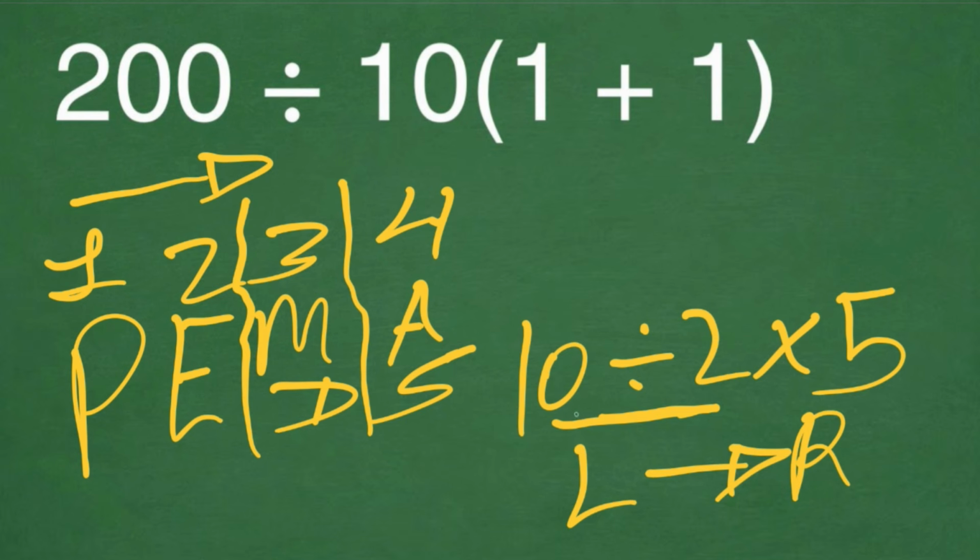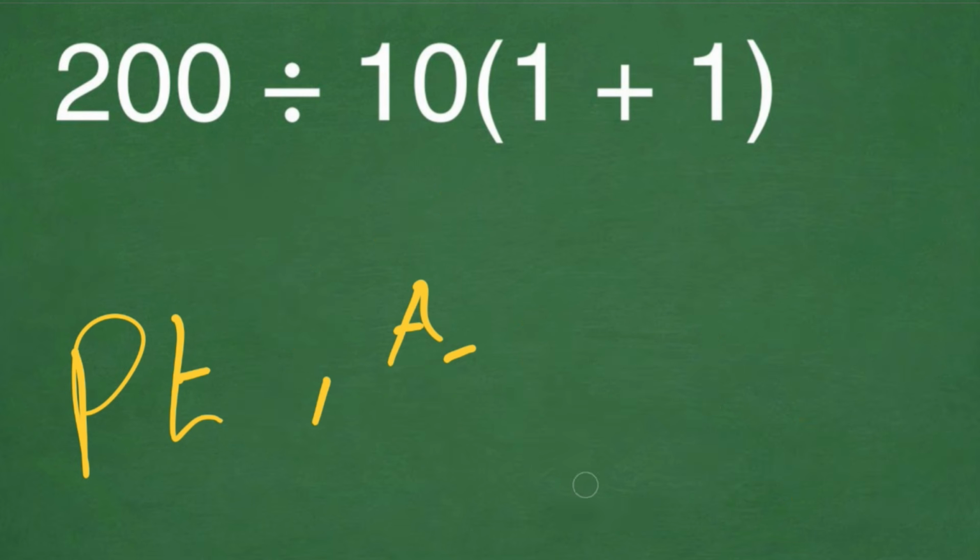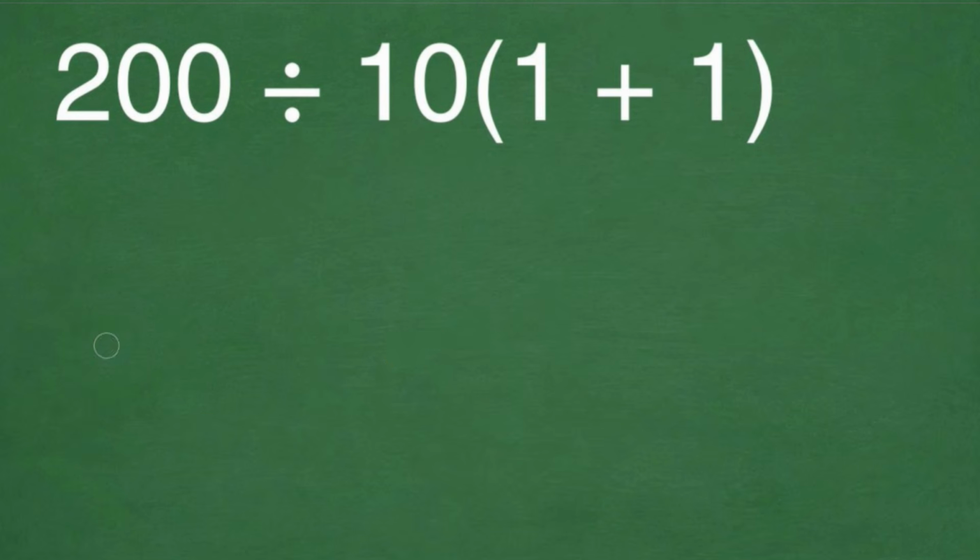So this is going to be the right way to solve and the correct answer. So 10 divided by 2 is 5, and 5 times 5 is 25. So the correct answer to this question is 25. So let's go back to our original problem and solve it and see the correct answer.